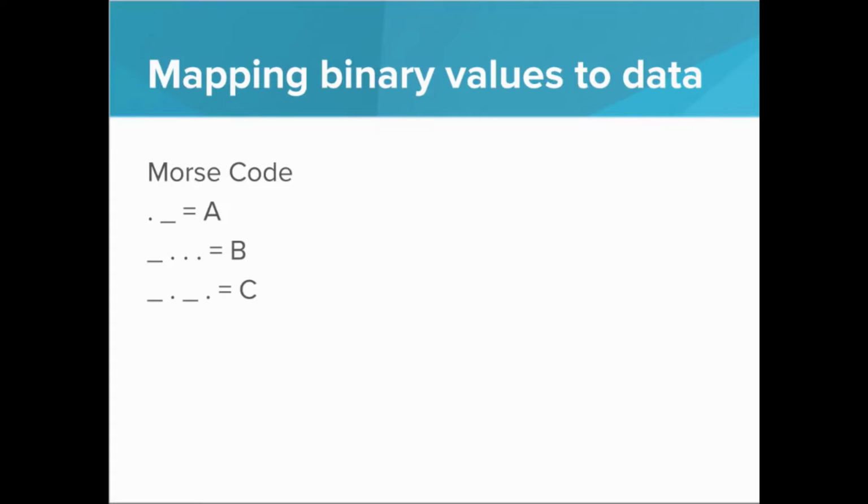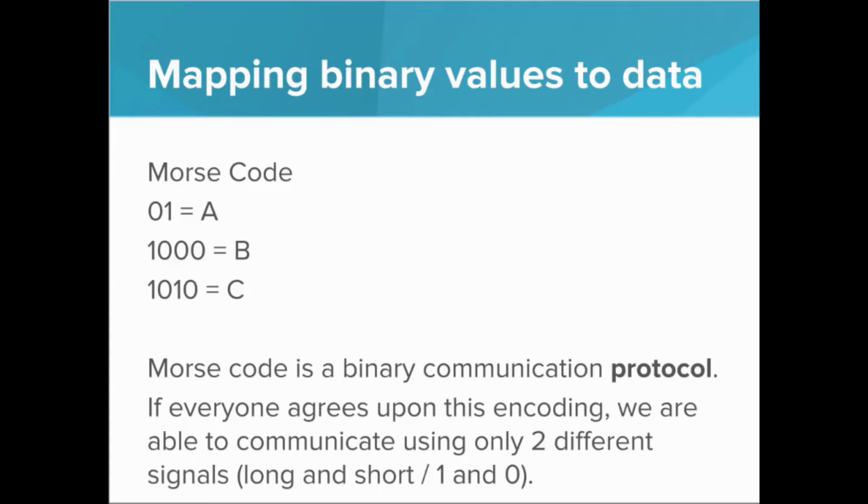and we can end up encoding every character in the alphabet. So if we interpret these dots as zeros and these underscores as ones, a 0 means short and a 1 means long. And using the standard Morse code encoding, we can now encode the entire alphabet. Here I'm only showing A, B, C, but there are sequences that spell out the entire alphabet. So Morse code is an example of a binary communication protocol. It is a protocol because everyone has agreed upon it. And if everyone agrees upon this encoding, then we're actually able to communicate using only 2 different types of signals, long and short, or 1 and 0.